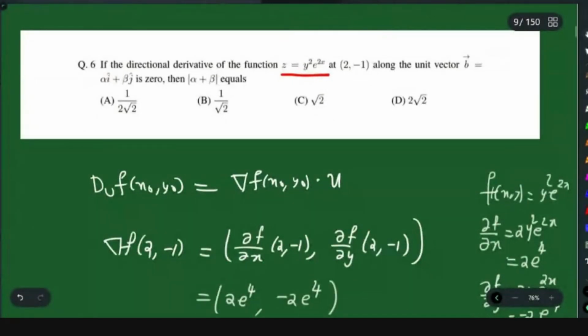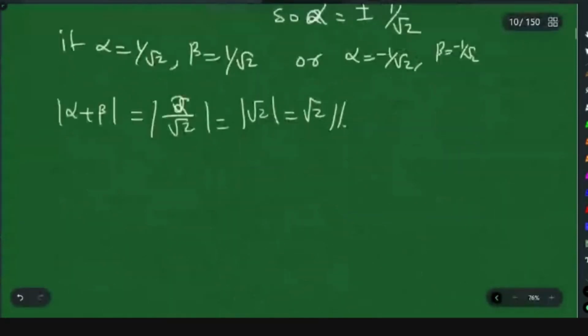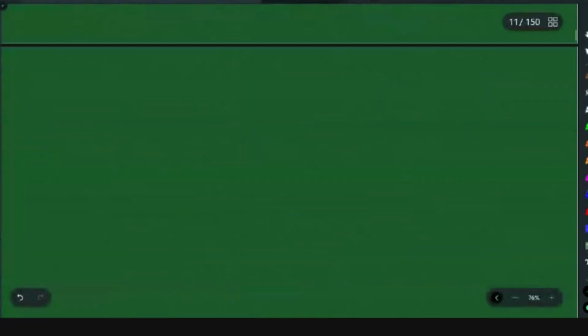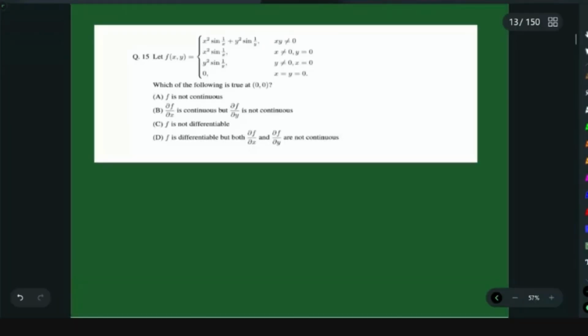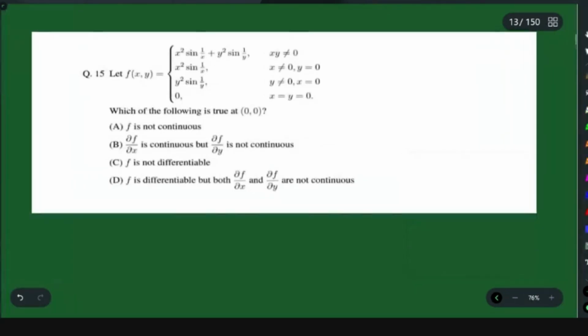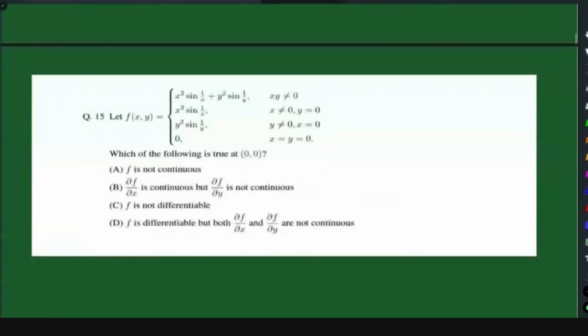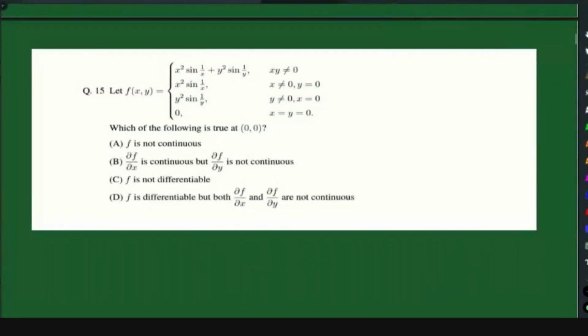Okay. So let's just look at another problem. I think this is, yeah, this one. Okay. You see here, this is the next question. So this is also a 2020 JAM question. So you look at the problem.